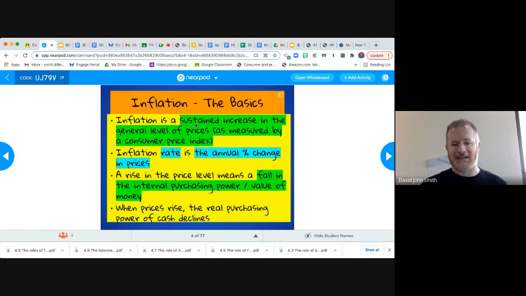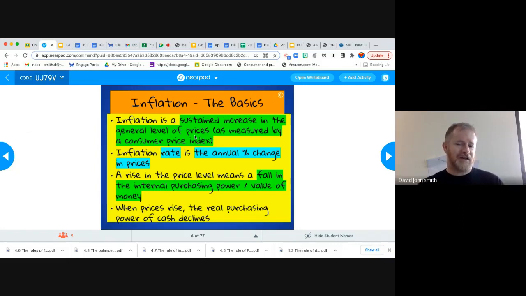Inflation is a sustained, that means ongoing, increase in the general level of prices as measured by what's going to be called a consumer price index. We're going to spend a bit more time on this consumer price index idea a bit later. But this idea here is that it is an increase in the general level of prices. And this is what I was saying before. We're not saying every price is rising. We're saying that overall, if we were to average the prices of things, they would be increasing.